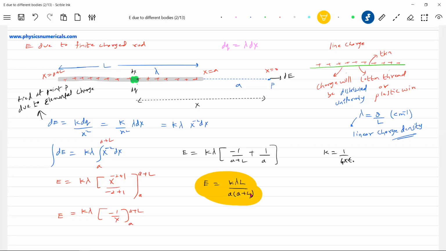How will it be directed? The direction of this field will be in this direction.